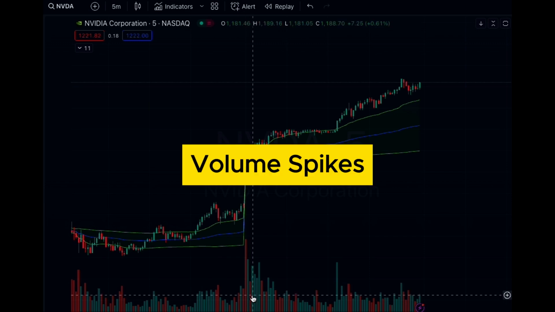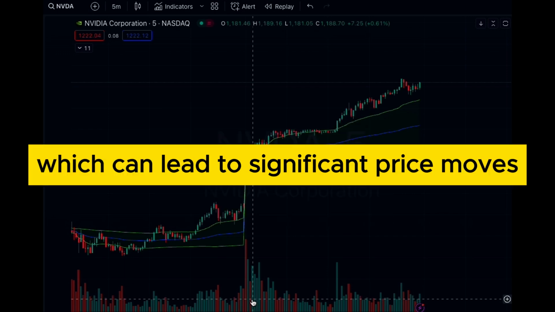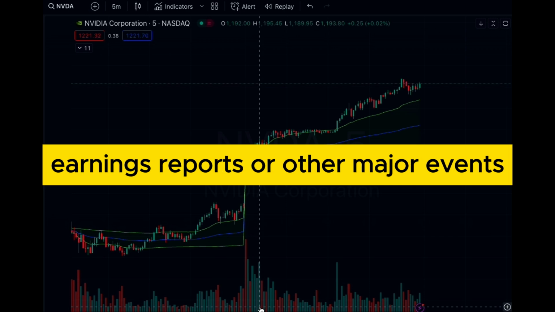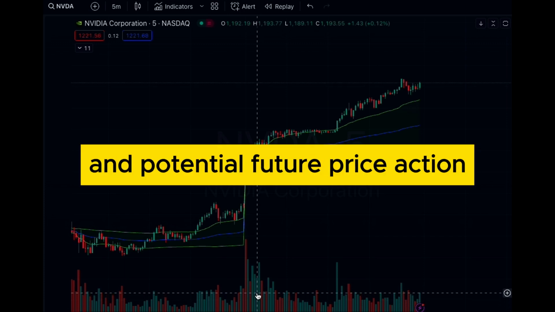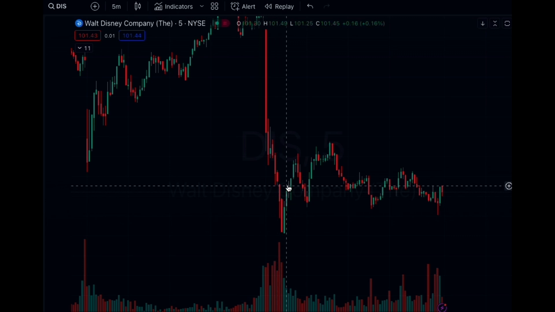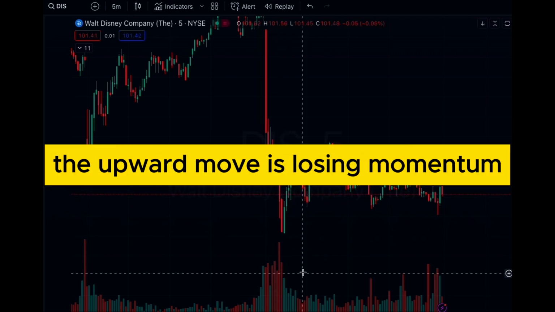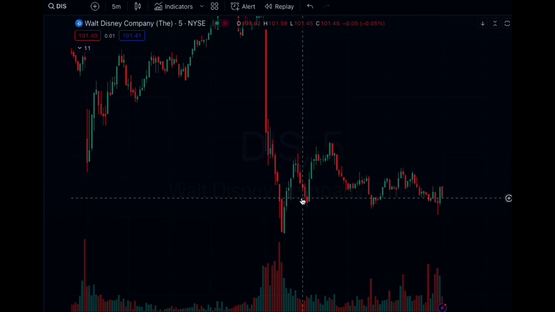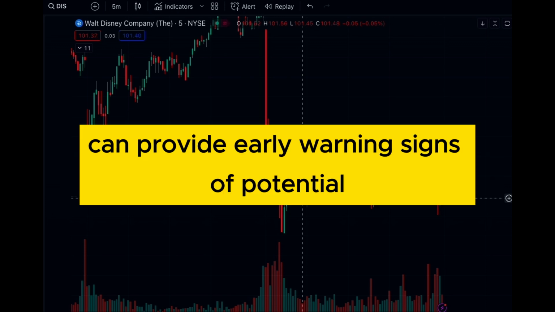Volume spikes. Volume spikes often indicate the entry of large players into the market, which can lead to significant price moves. These spikes can occur during news releases, earnings reports, or other major events. Recognizing these spikes can help you understand the underlying market sentiment and potential future price action. For example, if the price is rising but the volume is decreasing, it could indicate that the upward move is losing momentum, as you can see here, and a reversal might be imminent. Paying attention to such divergences can provide early warning signs of potential trend changes.